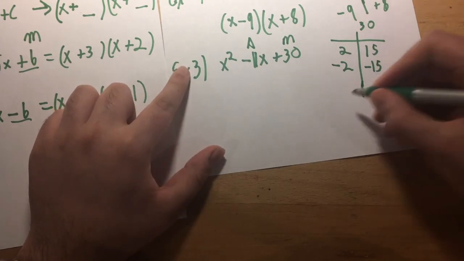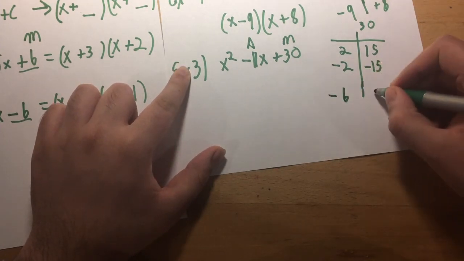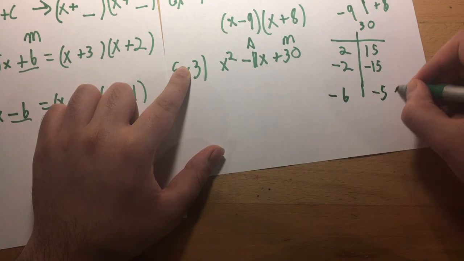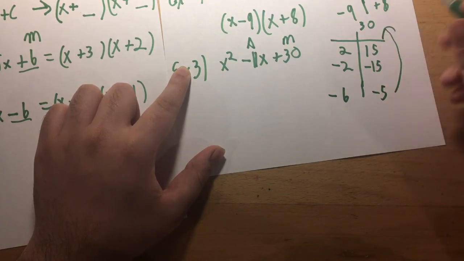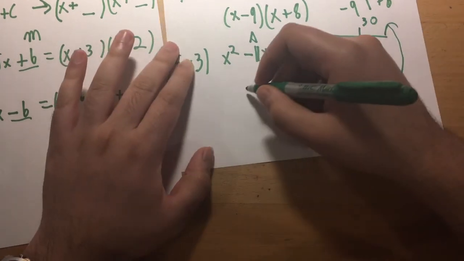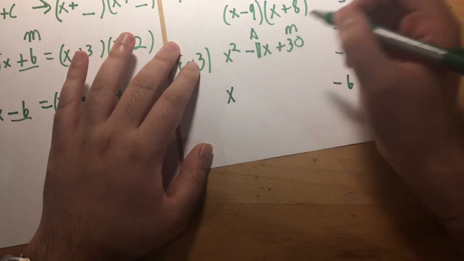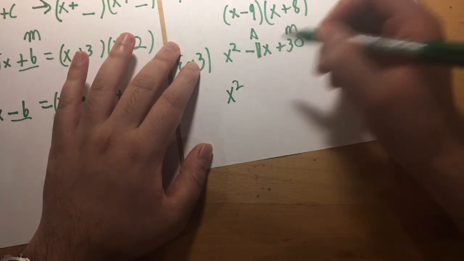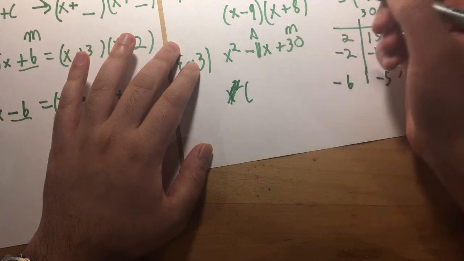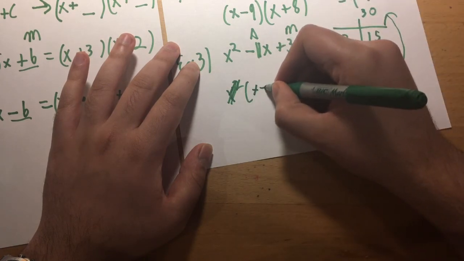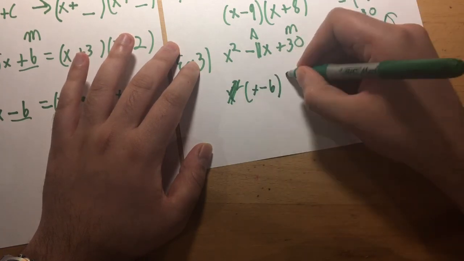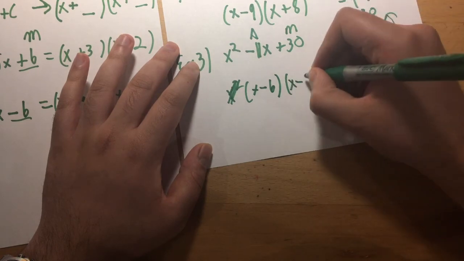Eventually, you'd see that negative 6 and negative 5 multiply to positive 30, and they add to negative 11. So you can end up with x minus 6 and x minus 5.